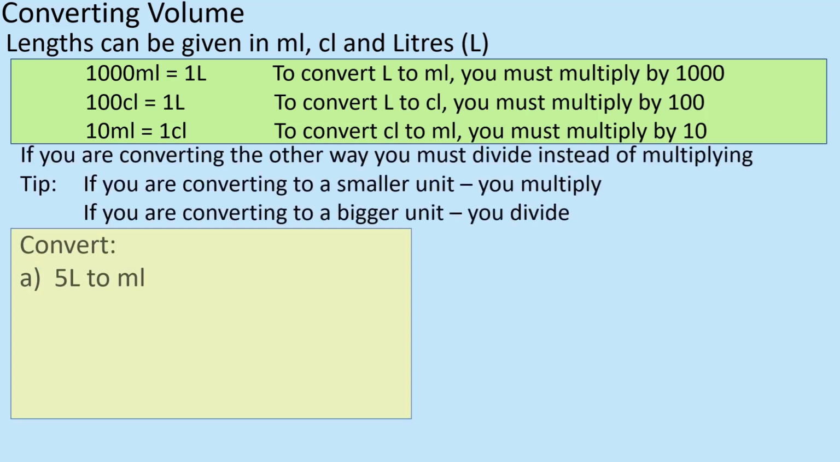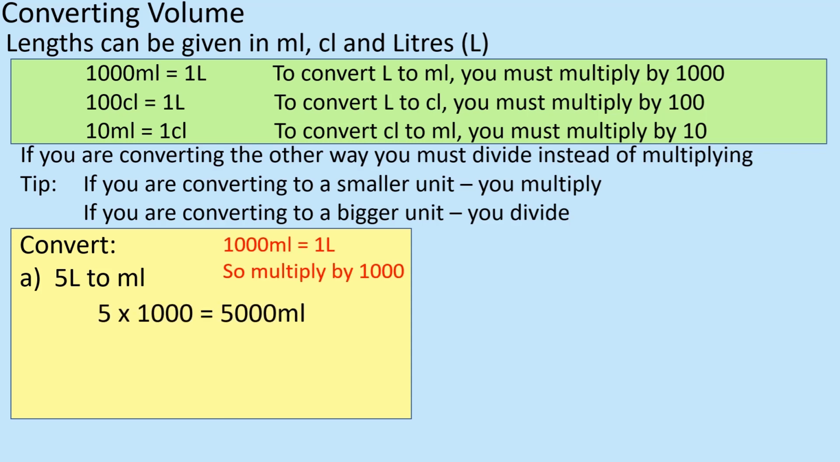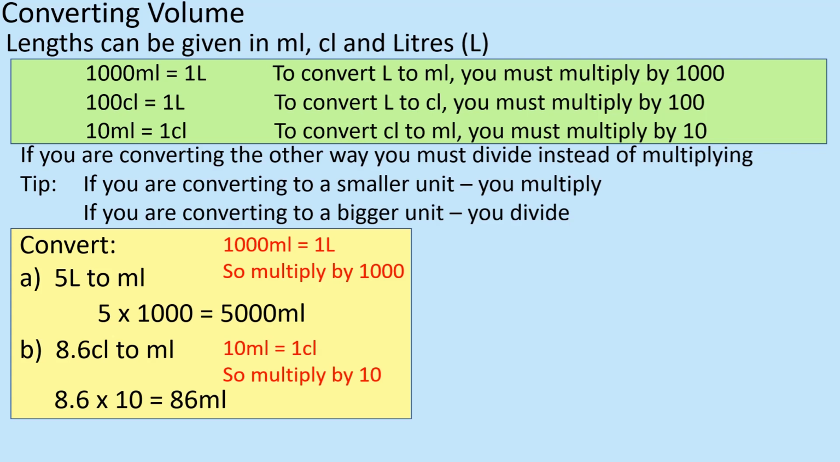I'm going to leave those same tips. So if I'm converting 5 litres to millilitres, the conversion is 1,000, and that's the one you see more often than anything else, if I'm honest. Because my unit is getting smaller, I'm going to times by 1,000. 8.6 centilitres to millilitres, that's a conversion of 10, and centilitres to millilitres is getting smaller, so I am going to times by 10, which is going to be 86.